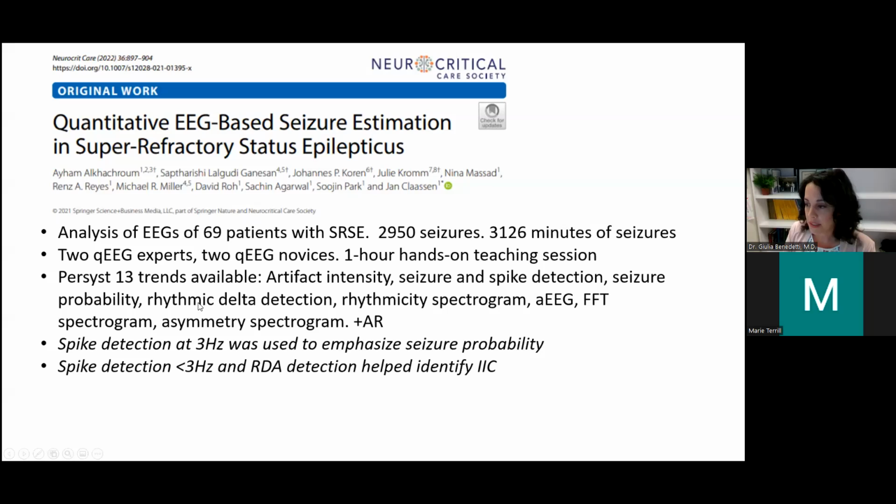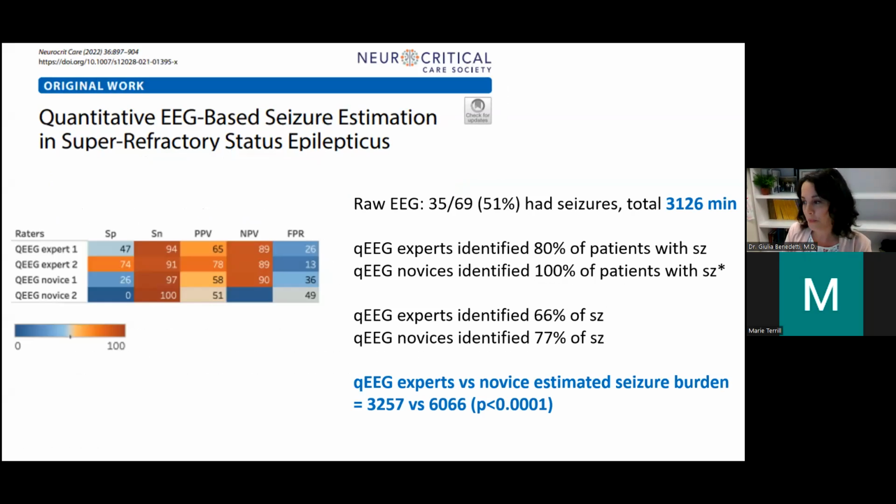And what's different from this study compared to the other ones that typically look at teaching seizure recognition in quantitative EEG for non-neurophysiologists was that they allowed a review of a lot of different Persyst trends, and they included the use of spike detection and being able to tell when it was less than 3 hertz or when there was rhythmic delta activity, which helped tip you towards that ictal end of the ictal-interictal continuum.